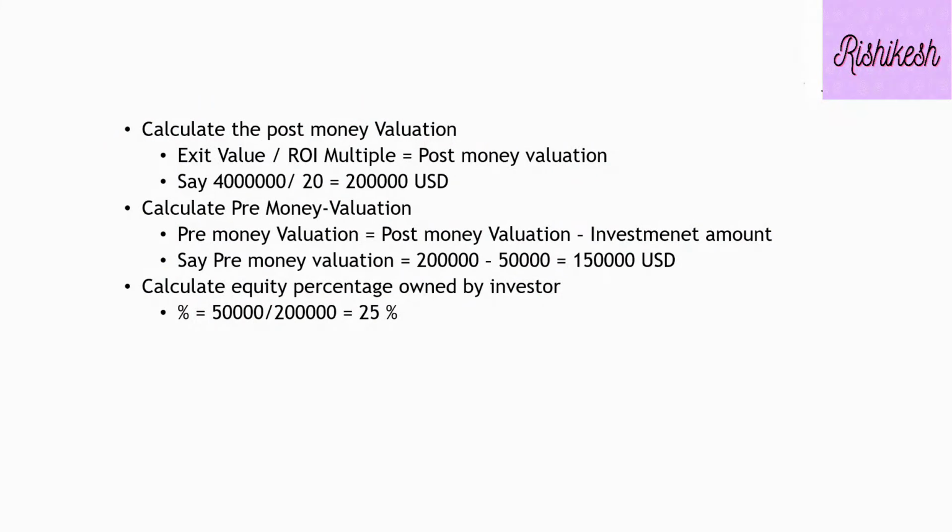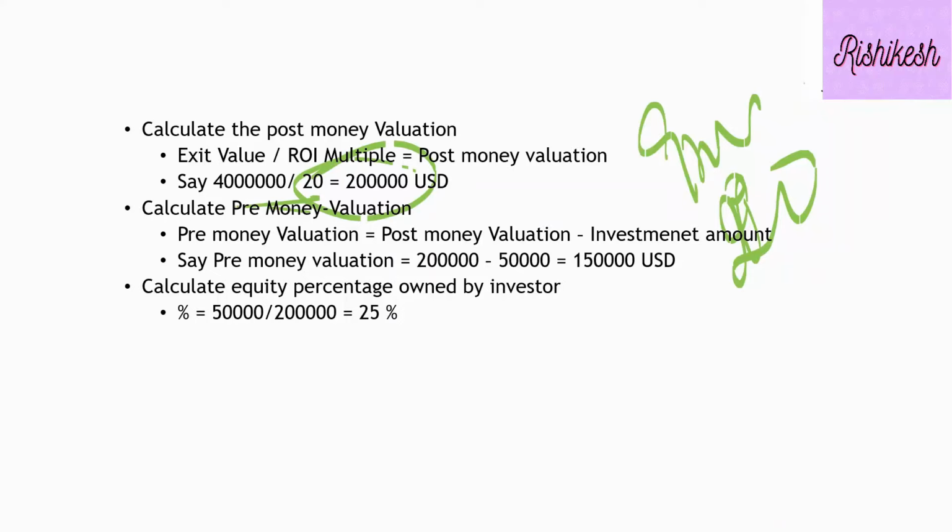So once you have your exit value and you know the ROI multiple, the investor has told you, I need an ROI of 20. You divide by 20, so you get 2 lakh US dollars, and 2 lakh US dollars becomes your post money valuation. Once you have your post money valuation, you just subtract the investment amount. The investment amount, let us suppose, is $50,000. So $1,50,000 becomes your pre money valuation.